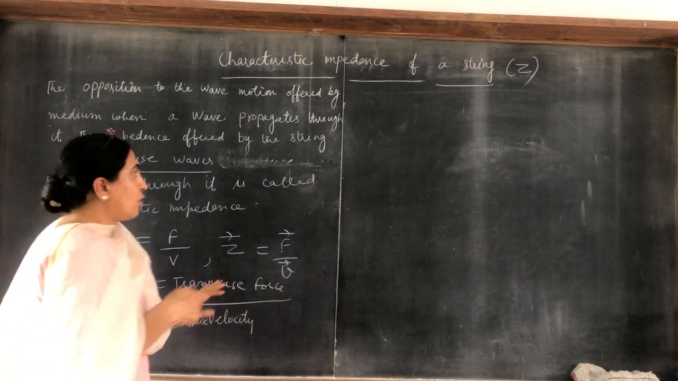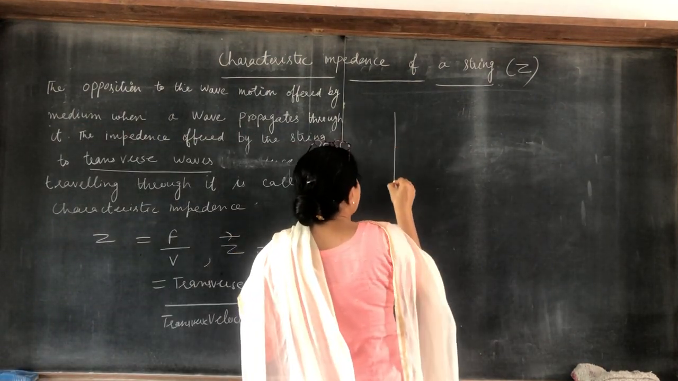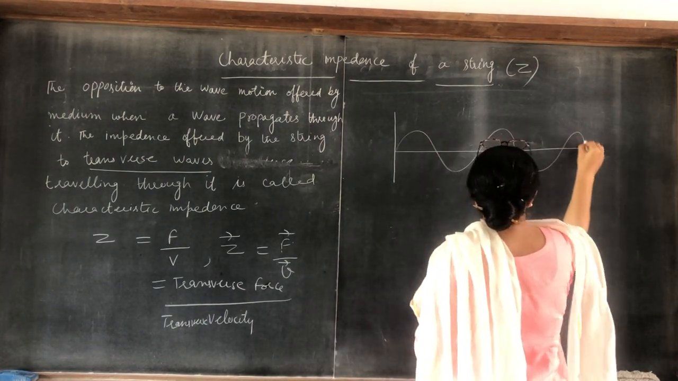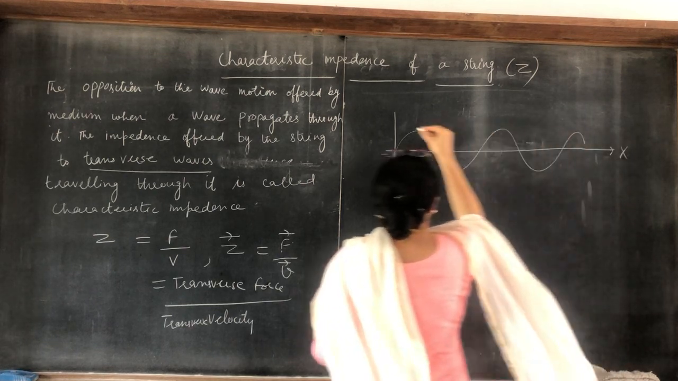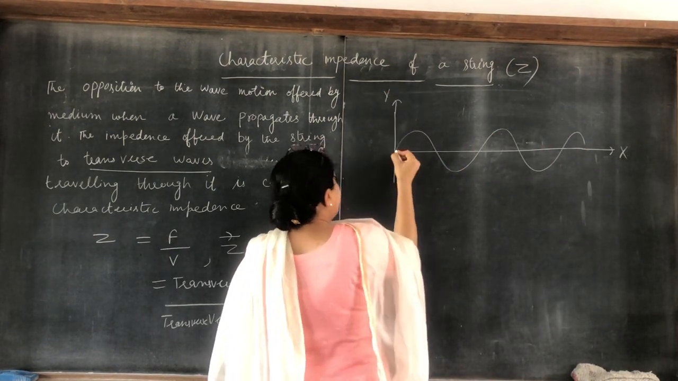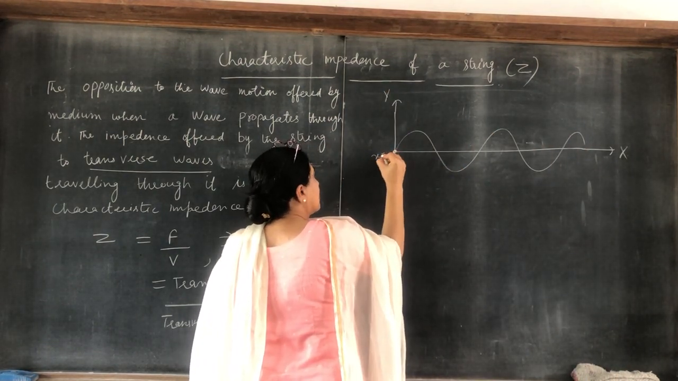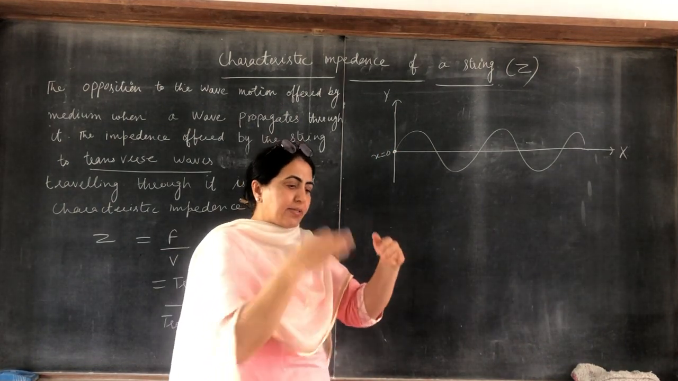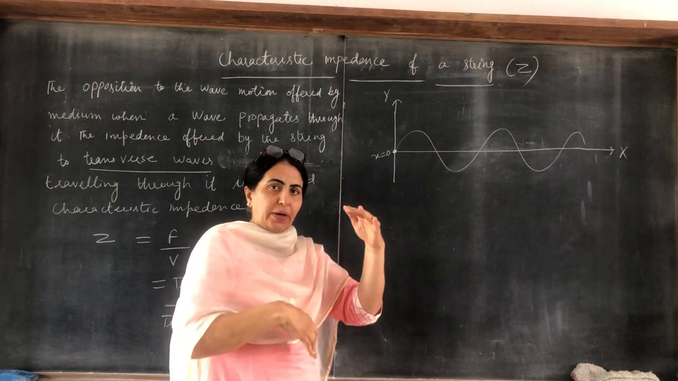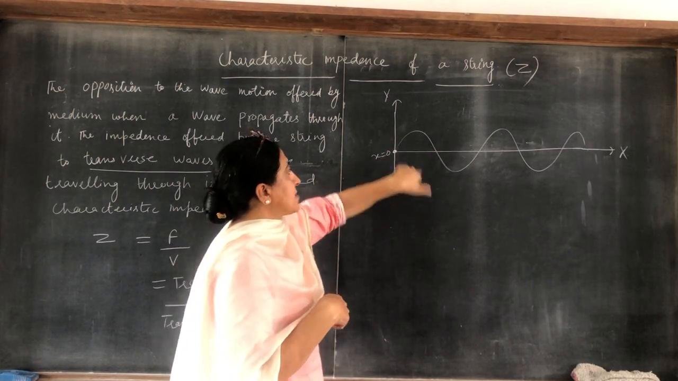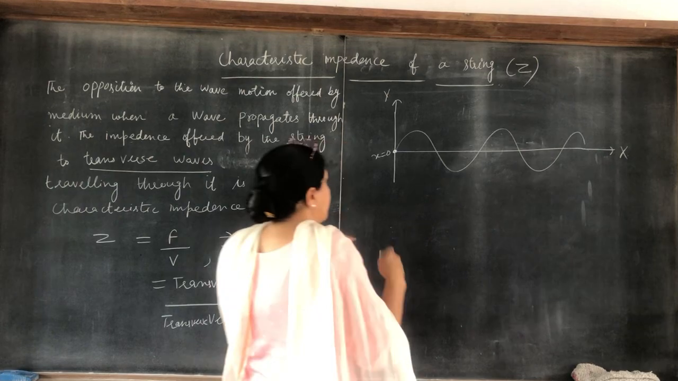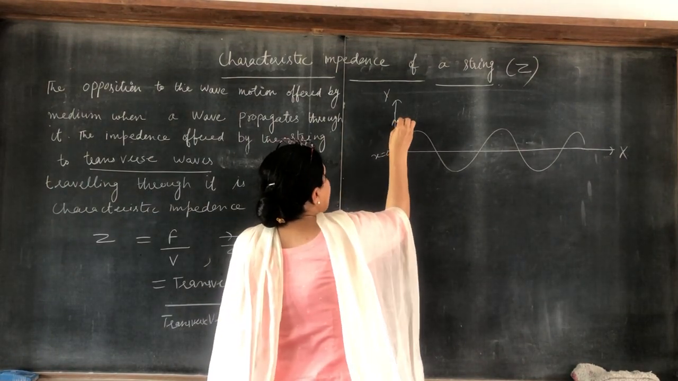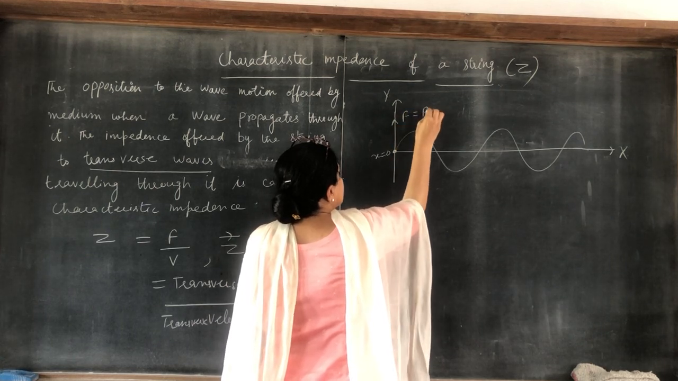Clear? Now, first diagrammatically we show that the transverse waves are moving from left to right along the x-axis, and here we take x equal to 0. Now a transverse force is applied. The particles are moving up and down, and the wave is traveling along this way because it is a transverse wave. Now at x equal to 0 we apply a force F, the transverse force.